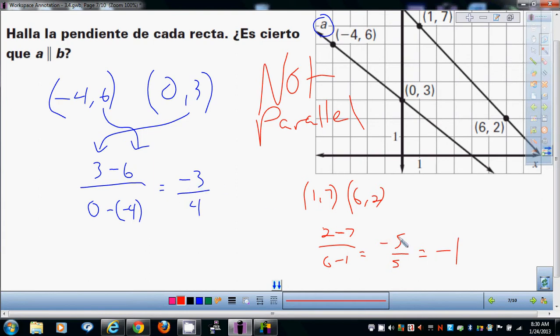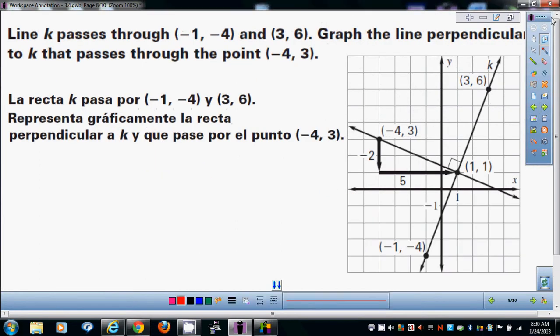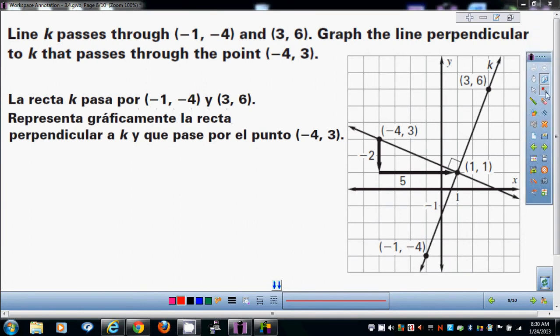Let's look at another one. All right. Line K passes through those 2 points. Graph the line perpendicular to K that passes through point (-4, 3). Ooh, I wasn't supposed to show you the graph yet. I guess that's what we were supposed to do. So I won't.